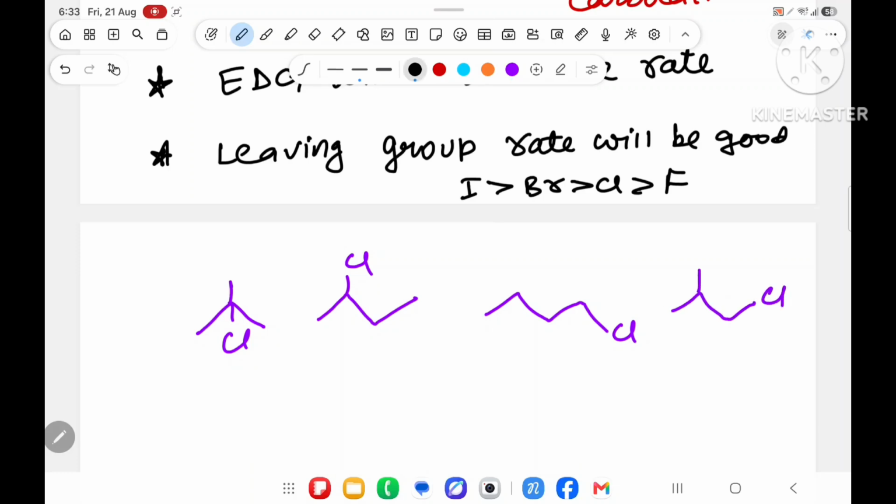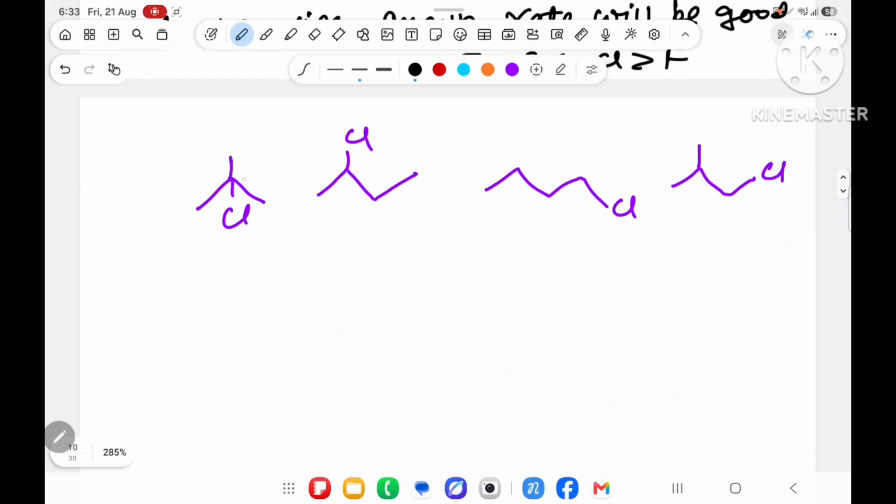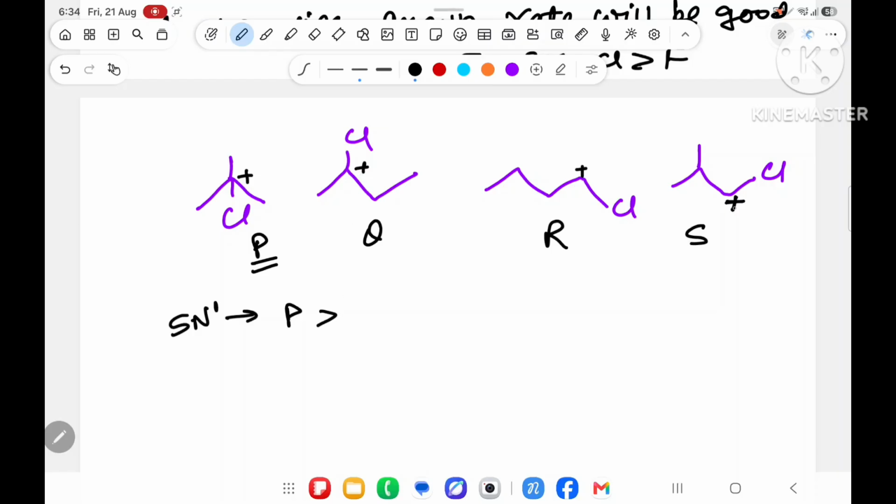Now check what I have written: rate is directly proportional to stability of carbocation. Here carbocation, here carbocation, here carbocation, here carbocation. Suppose this is P, this is Q, this is R, this is S. SN1 is asked, what will you say? P is a 3 degree carbocation, so P. Then this is 2 degree and this is also 2 degree.